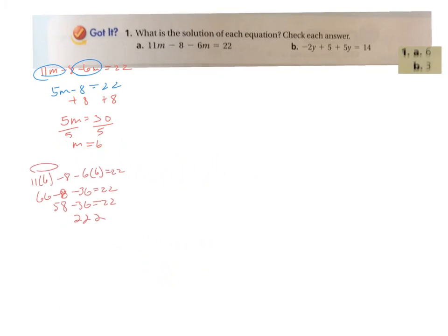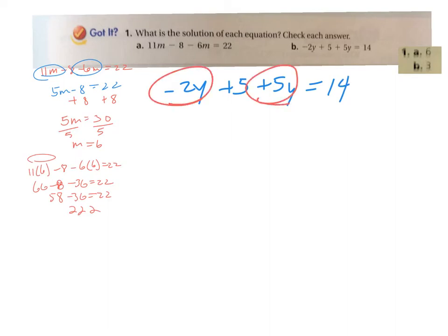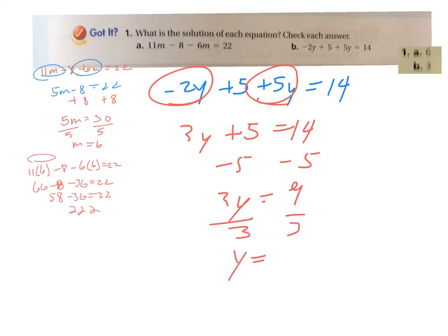I'm going to slide that out of the way, and we'll do B real quick here. So in B, we have negative 2y plus 5 plus 5y equals 14. Combining our like terms, minus 2y plus 5y is 3y plus 5 equals 14. Now we're down to the point where we add, subtract, then we'll multiply and divide. So let's go ahead and subtract that 5 from both sides. And 3y equals 9. And we're going to divide both sides by 3, so y is indeed 3.